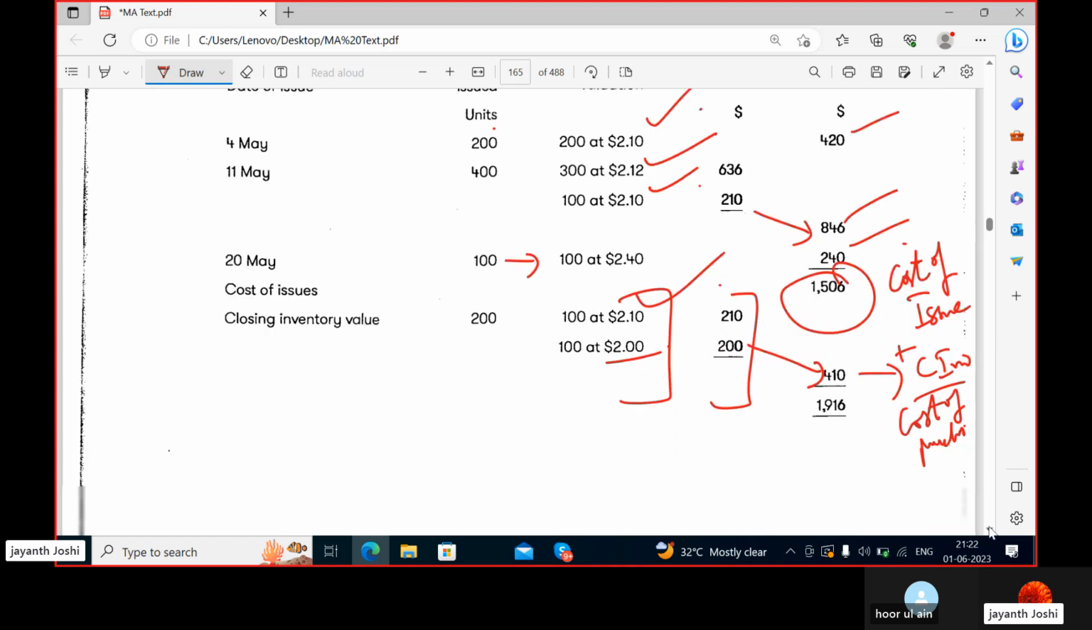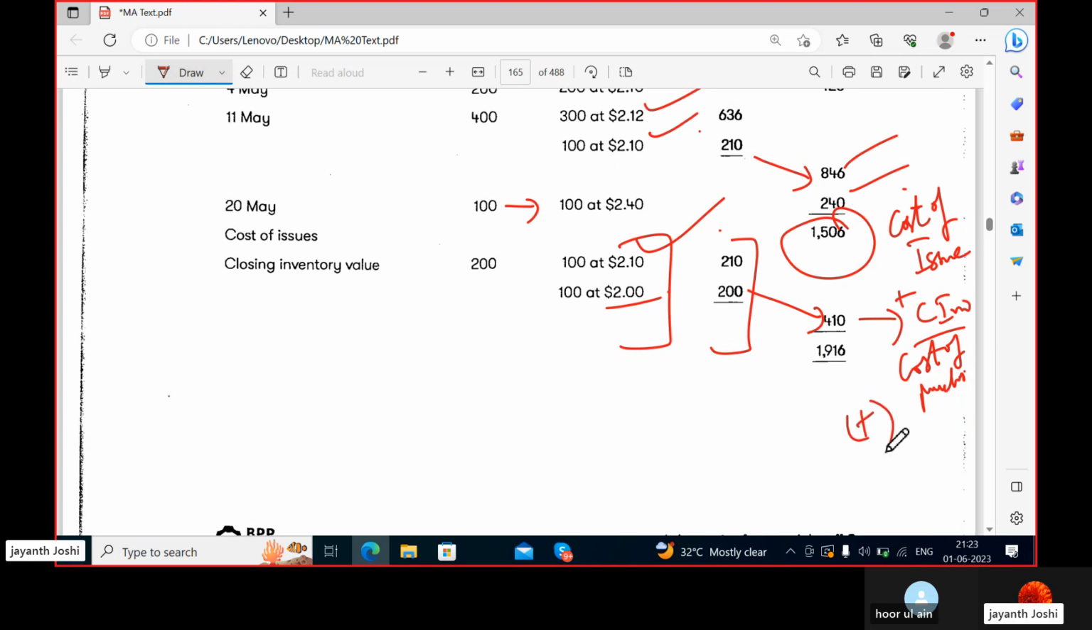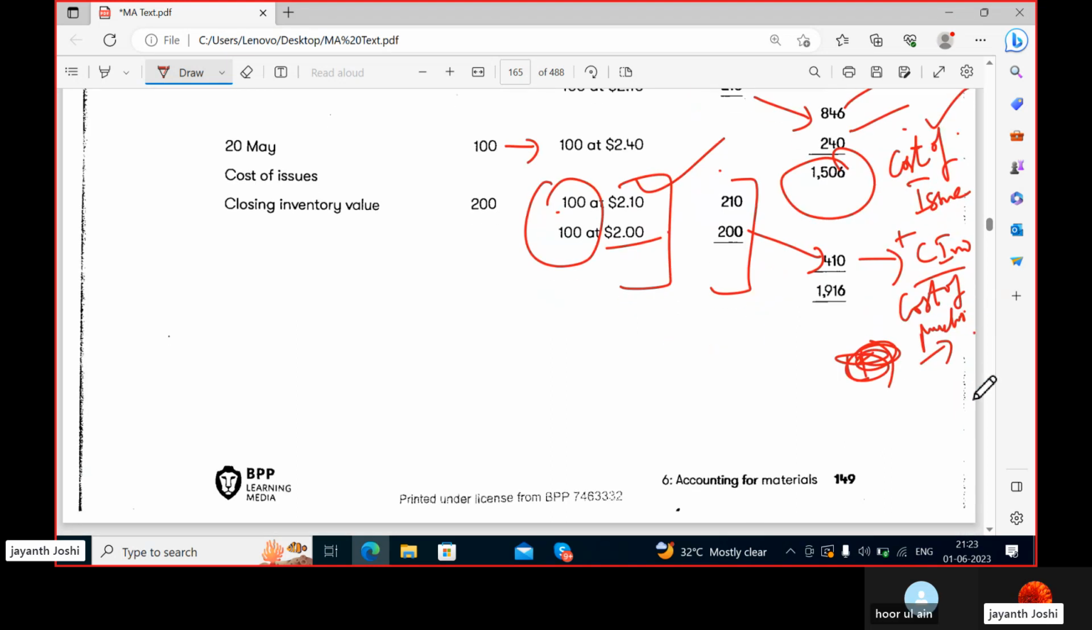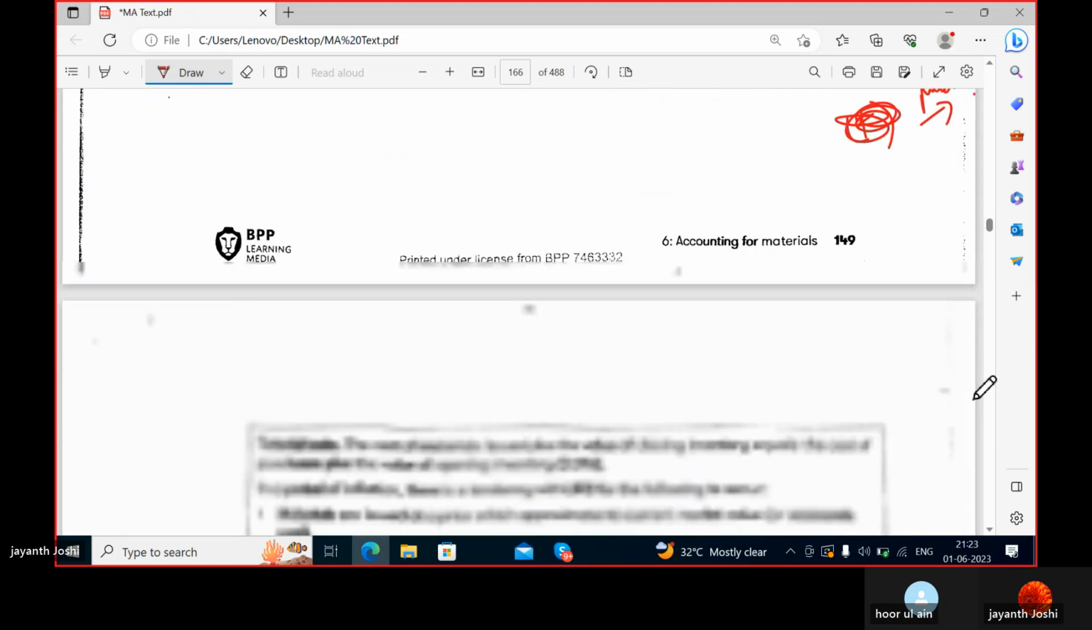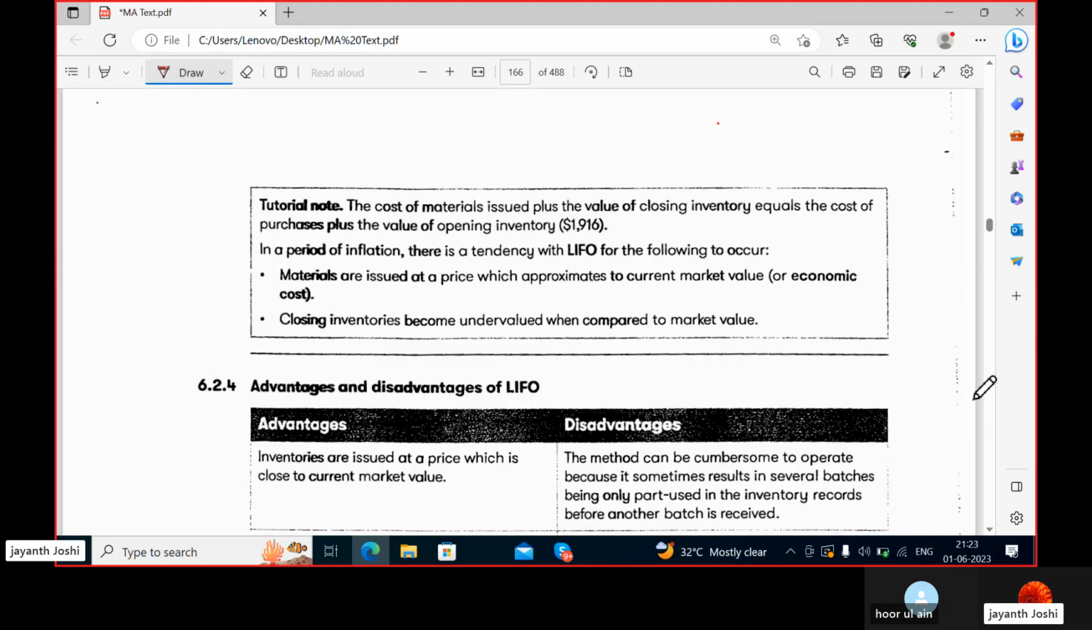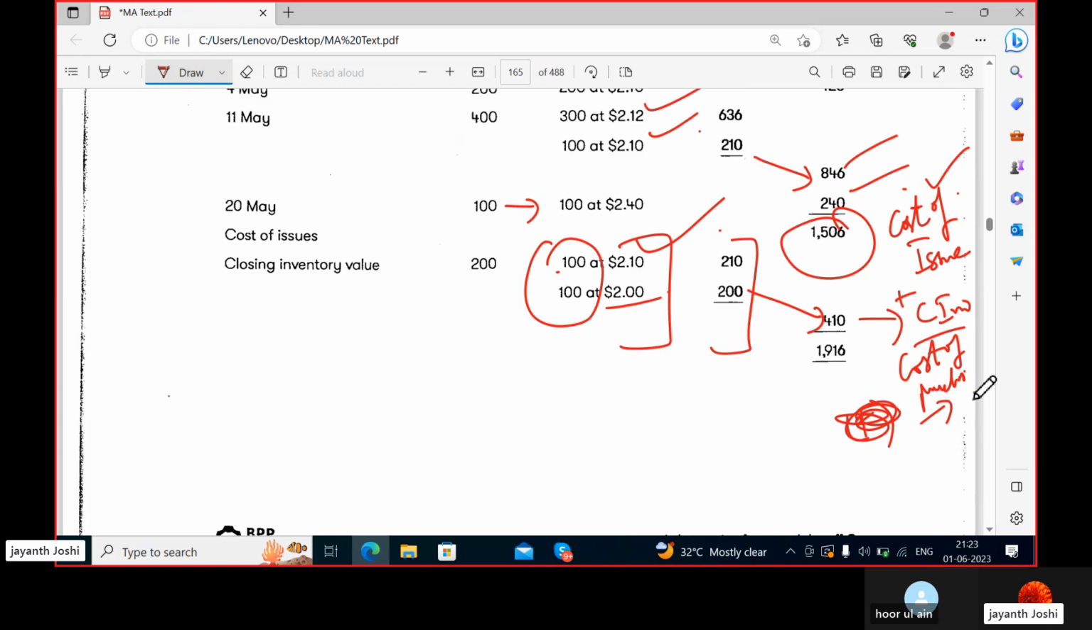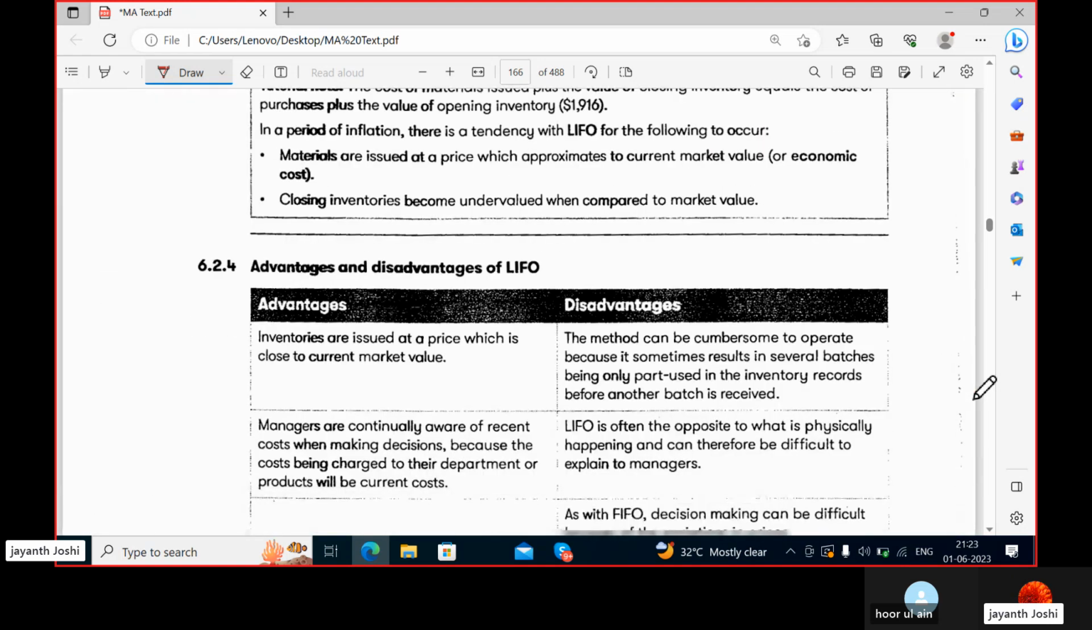If I have opening inventory also, I'll add up. That will also become my cost of purchase because I sold that also, but that already I have included in cost of issue. So why again do I need to include that? Already I have taken that, na? The one which I was left over with, I have already considered in the closing inventory. So this is my cost of purchase. Again, I have got 1916. Okay, I'll move forward.